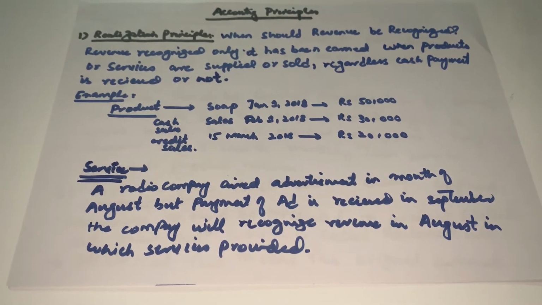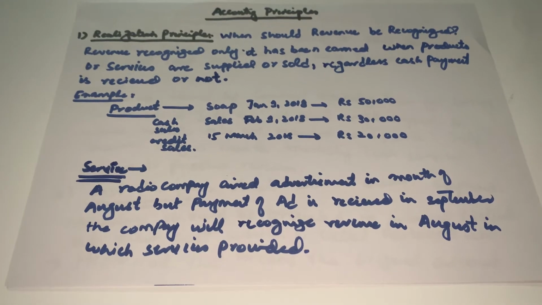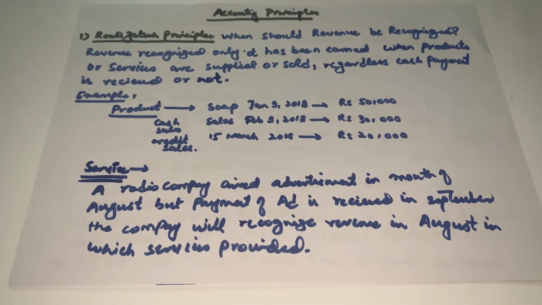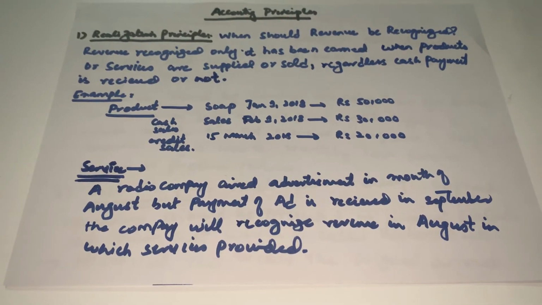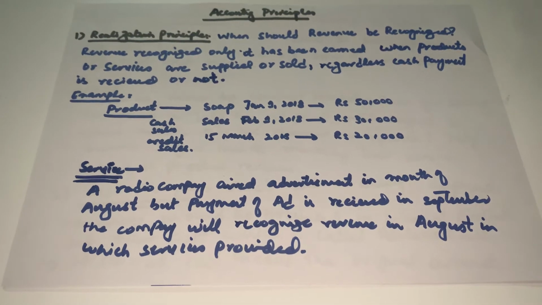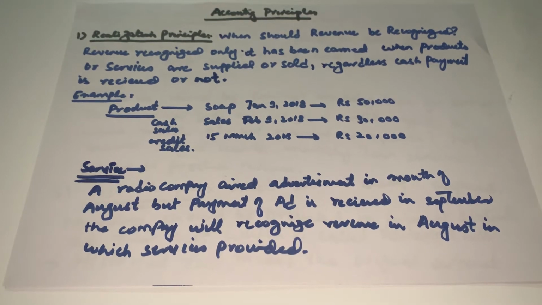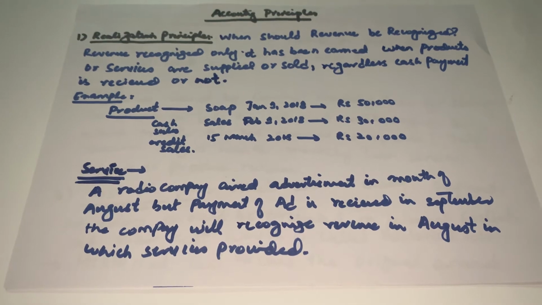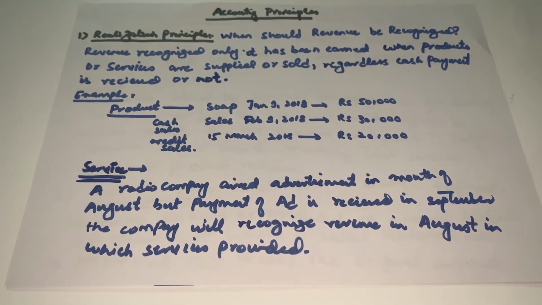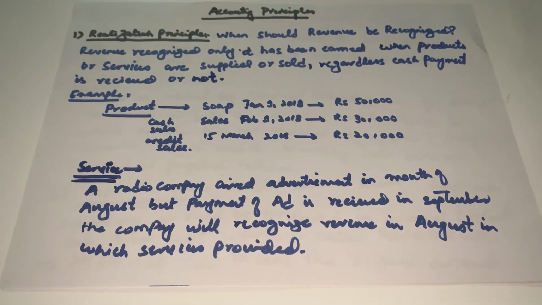On January 1, 2018, the company has manufactured 50 soaps worth rupees 50,000, and on February 1, 2018, the company has made cash sales of rupees 30,000, and on March 15, 2018, the company has made credit sales of rupees 20,000. So you will record the revenue in your books of account on February 1 and on March 15, as you have made the cash sales and the credit sales and sold that amount of soap on February 1 and March 15.